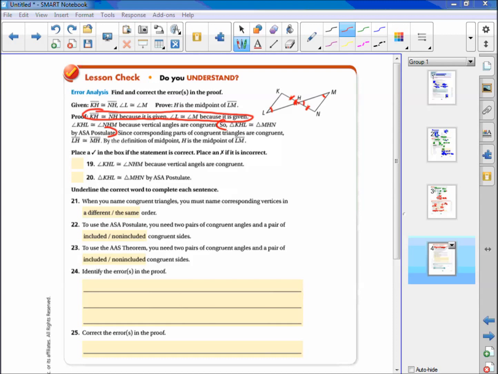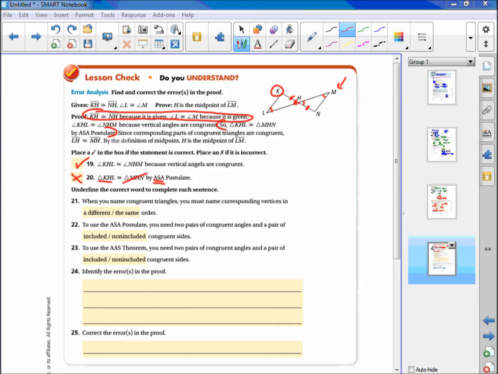Place a check in the box if the statement is correct, or an X if it's incorrect. Definitely the vertical angles statement is good. This one is bad. Angle side angle works for an included side, and we don't have an included side, so that's definitely bad. The other thing wrong is that the first triangle is named KHL, so K starts up here, then goes to H, then to L. Our other one is MHN. M starts in a different spot. This starts with the angle marked with the 1, which should have corresponded with L. So this is also bad.